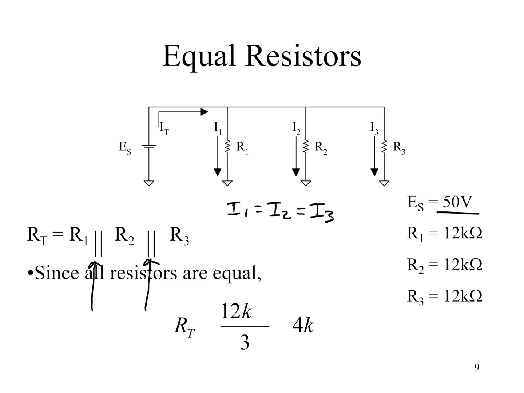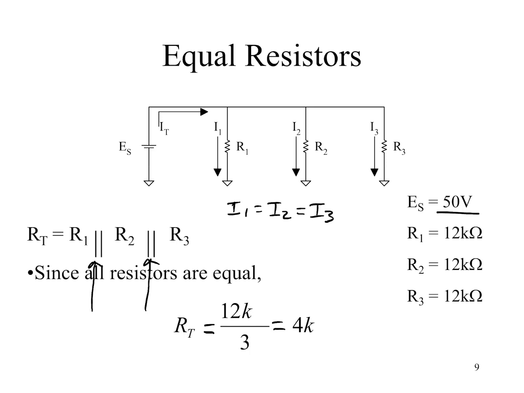And therefore, our total value can be found by taking the value of resistance of a single resistor and dividing it by the number of resistors. So notice we've got 3 resistors, each of them 12K. What will the total resistance be? 12K divided by 3 equals 4K.